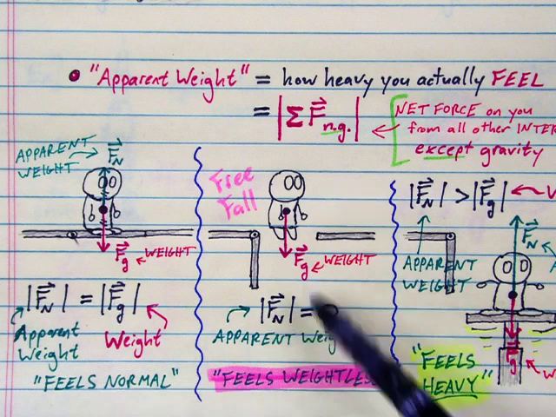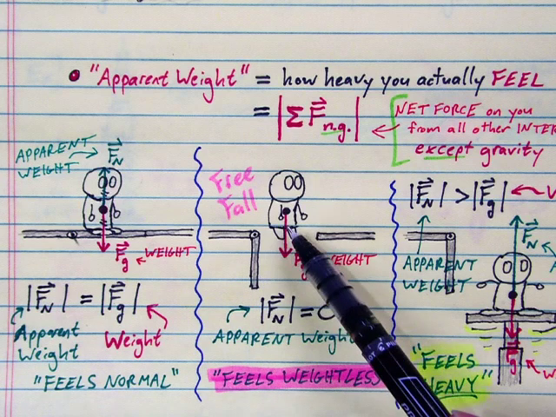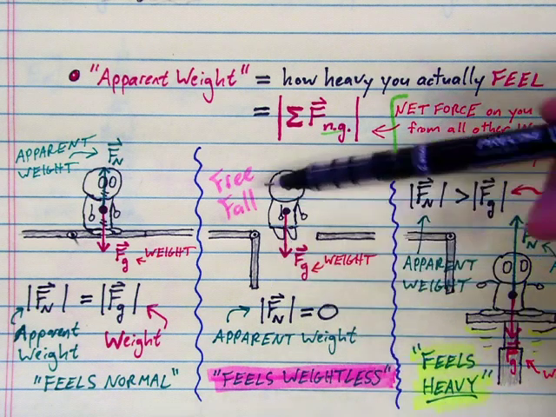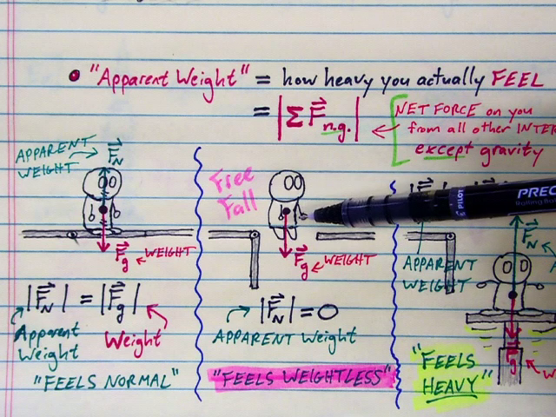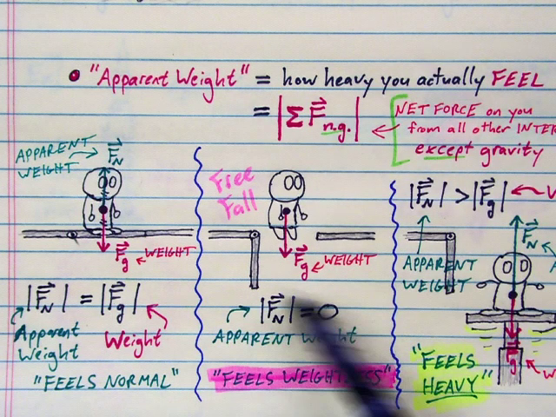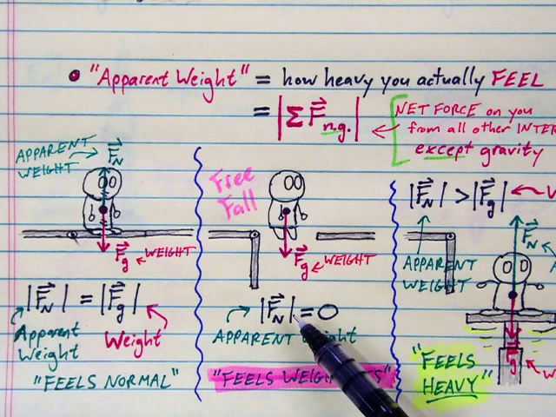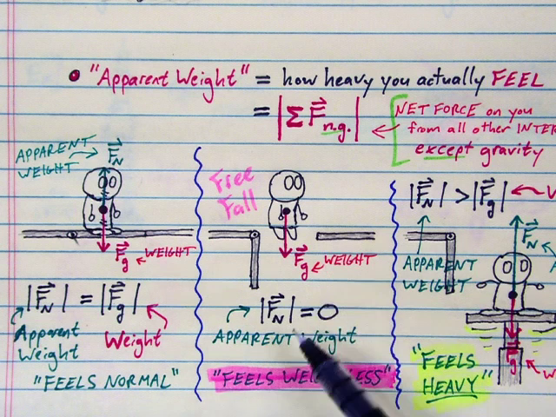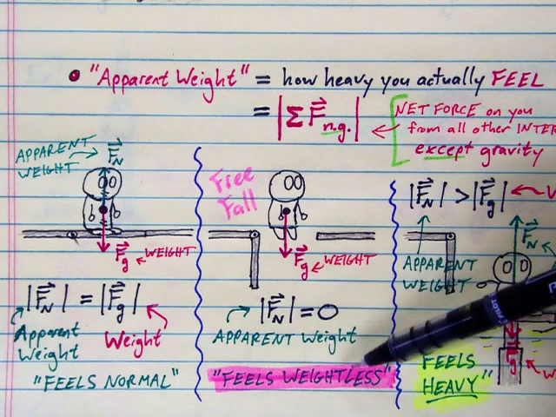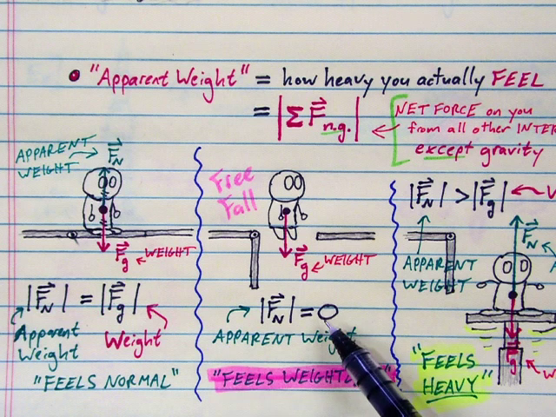But if, on the other hand, a trap door opens up and that contact force with the floor vanishes and you enter free fall, then the net non-gravitational force on you will be 0. There are no non-gravitational forces acting. And therefore, your apparent weight will be 0 as you fall. So when we say that someone is in a state of weightlessness, what we actually mean is that their apparent weight is 0.